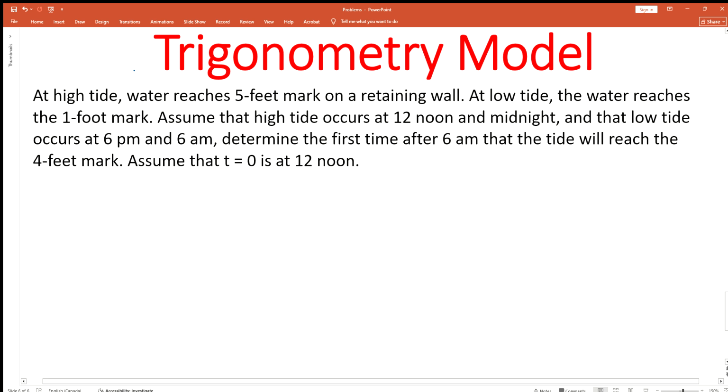In this video, we'll solve a trigonometry model word problem. As per the problem, at high tide, water reaches 5 feet mark on a retaining wall. At low tide, the water reaches the 1 foot mark.